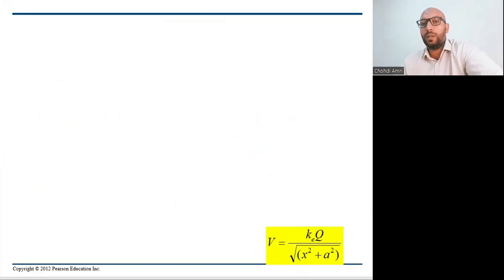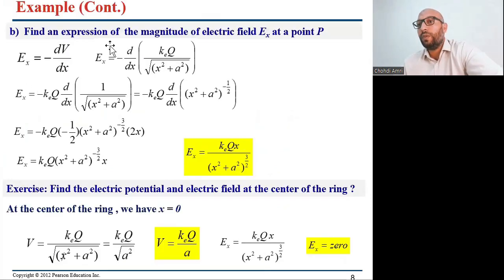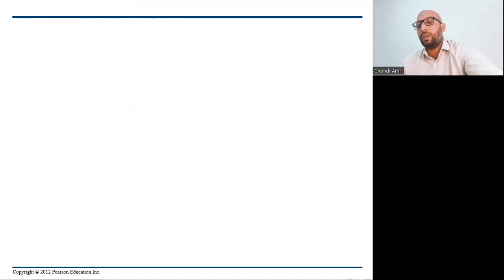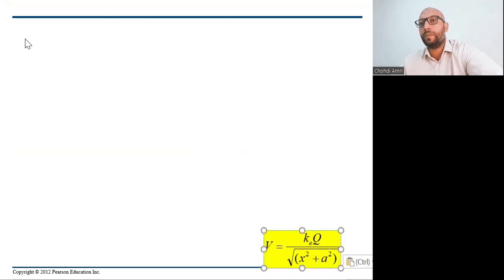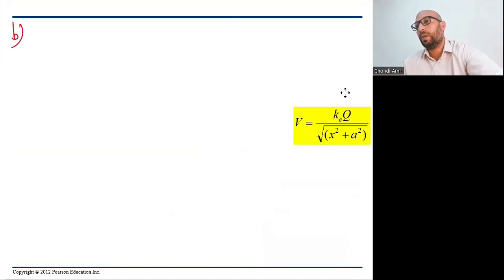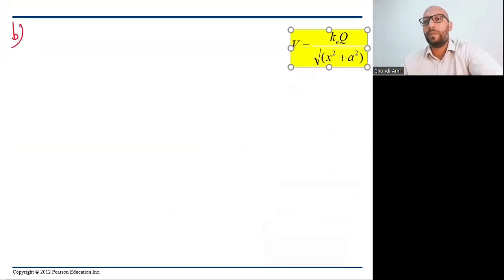We are done. Okay? Question B, for sure, he will ask about the electric field. What he said here: find an expression of the electric field E at the point P. That means, of course, starting from the electric potential expression. We have the expression of the electric potential. Good. He's asking about the electric field from this equation.